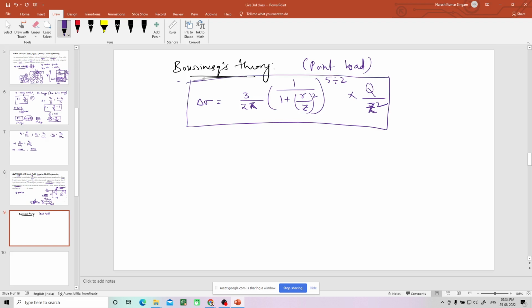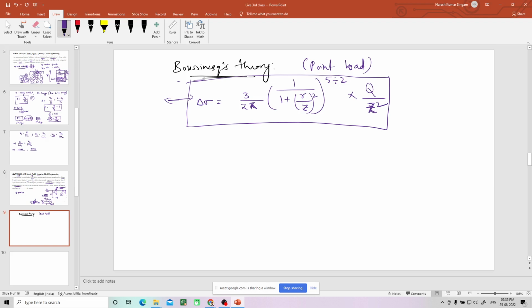So this is the formula which you should remember. You can't derive it in the exam, right? You should remember this formula at any cost. So 3 by 2 pi into 1 by (1 plus (r by z) square) whole power 5 by 2, into Q by z square.